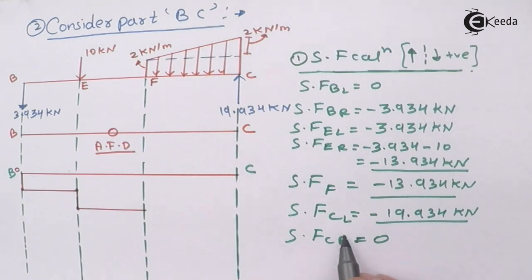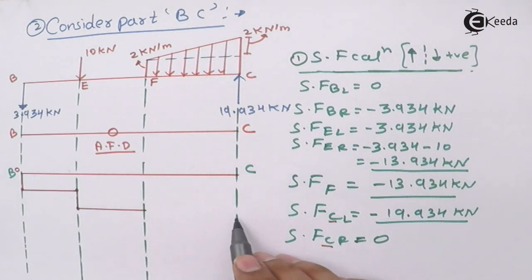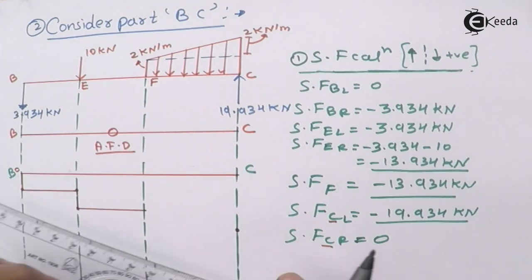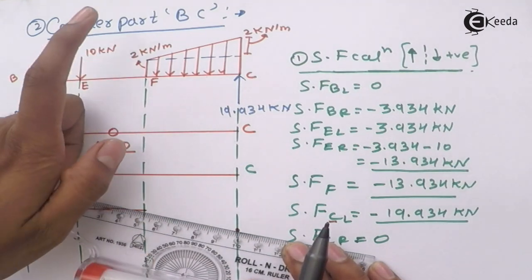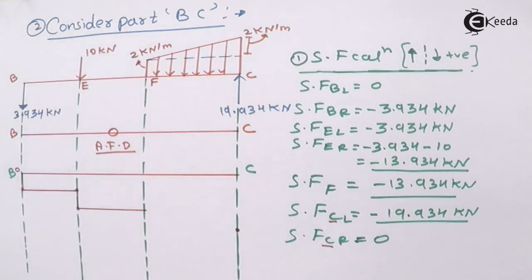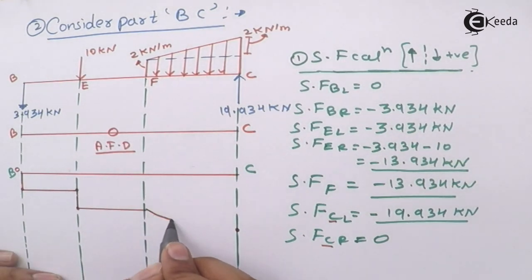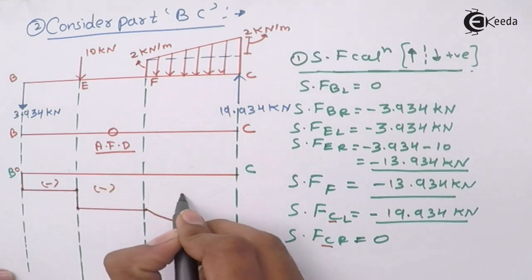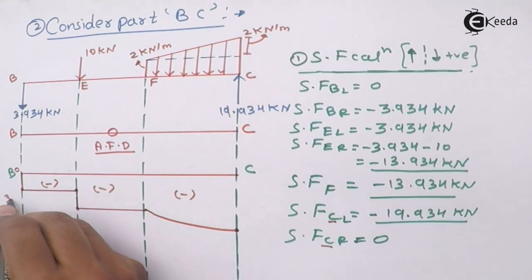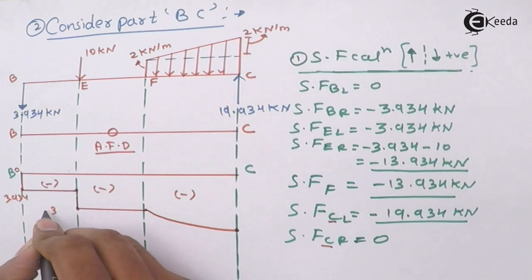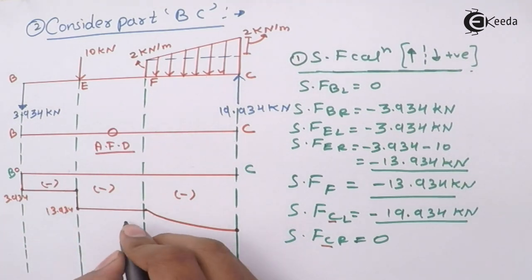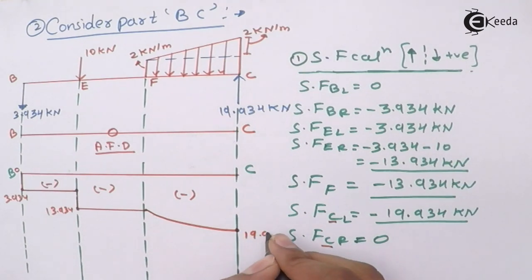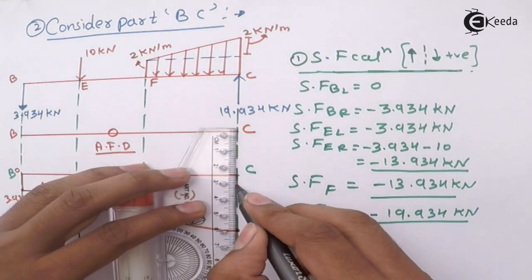Now this is C, and C part is over here, so 19.93 will come over something here like this. It will not be drawn as an inclined straight line because it is UVL. So in UVL we have to draw the parabolic curve, it will come like this, and all will go with a minus sign, because all are going minus: 3.934, 13.934, and this 19.934, it will join over here.